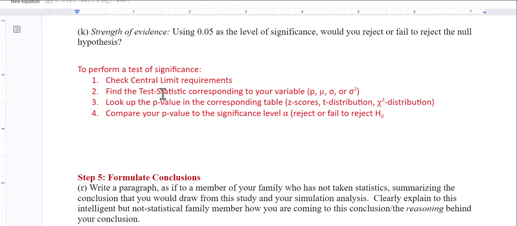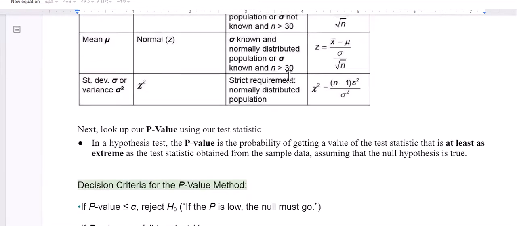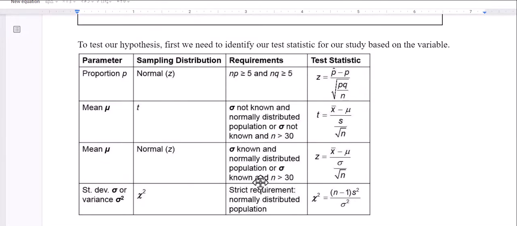Next thing is find the test statistic corresponding to your variable. So going back to this table, this is going to be pretty important. So maybe bookmark it, save it somewhere, take a screenshot, print it, put it somewhere where you're going to be able to see it. So our test statistic is z equals p hat minus p, so the sample statistic minus the population parameter, divided by, and these are not hats, these are from the population. So let's go do those.